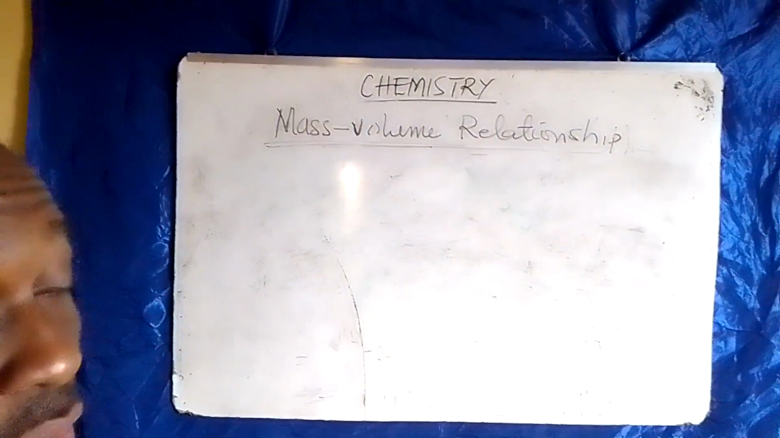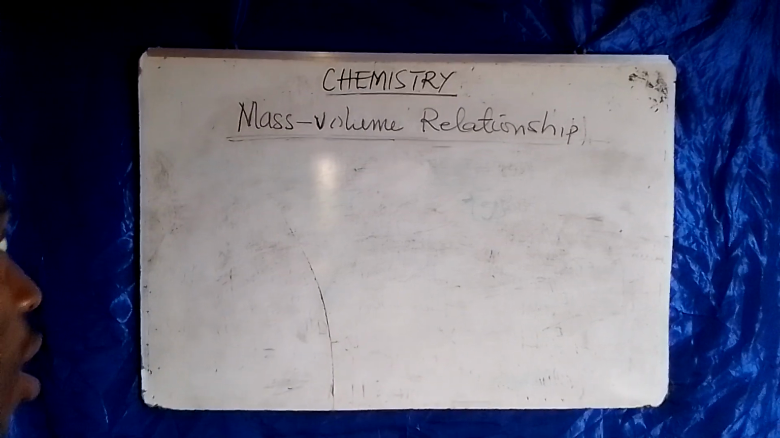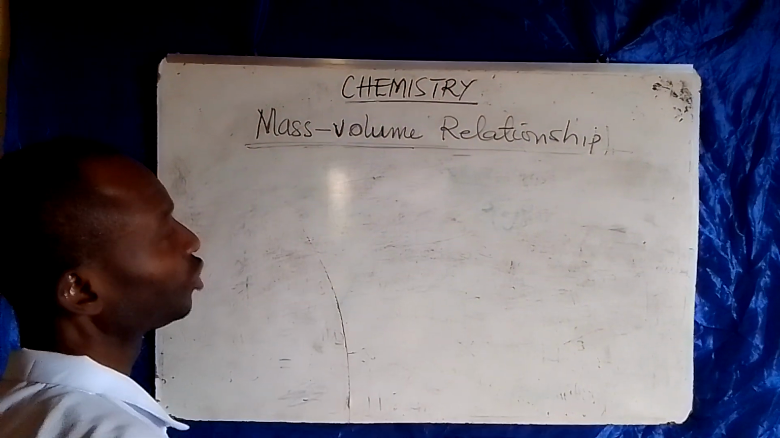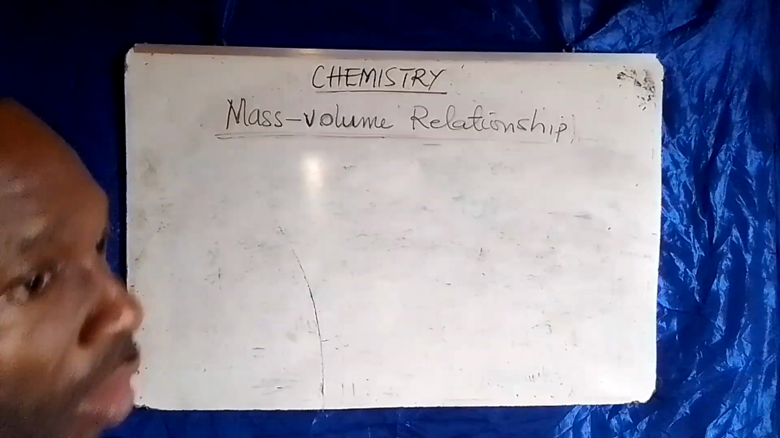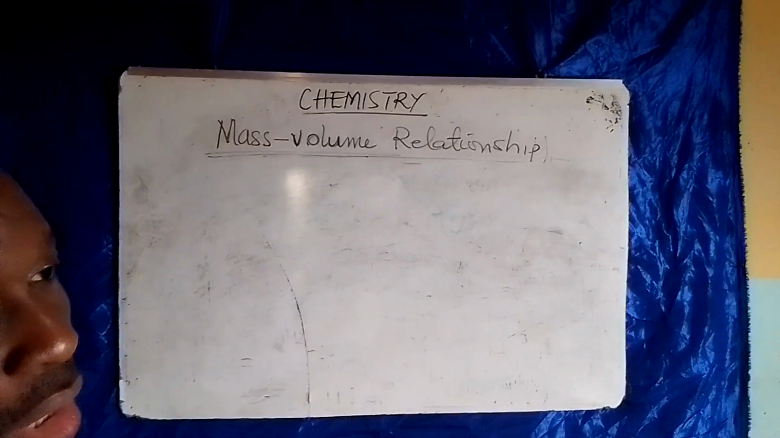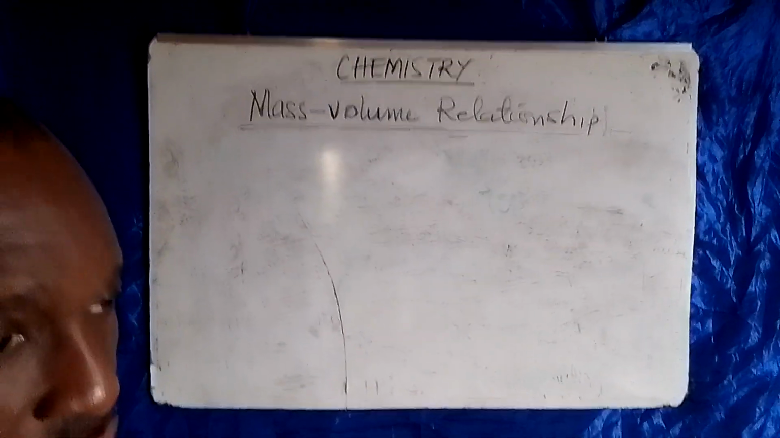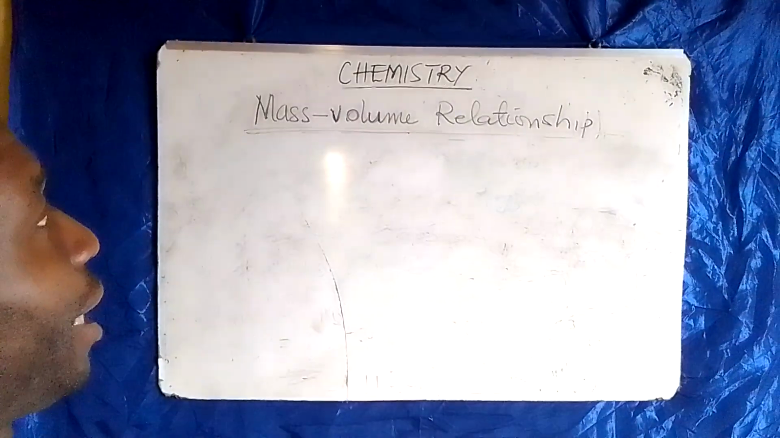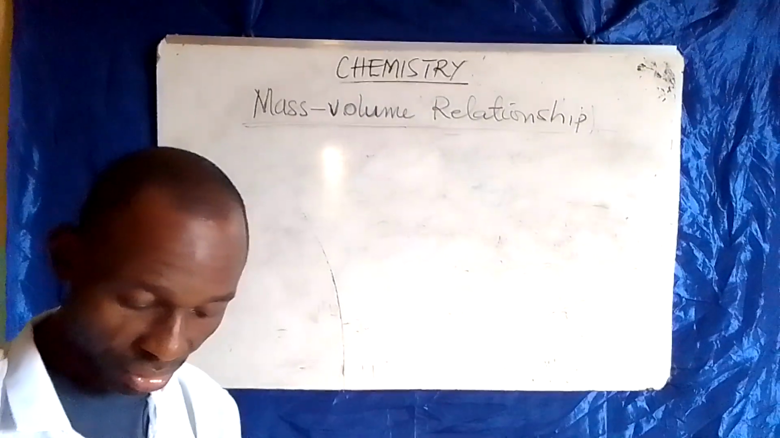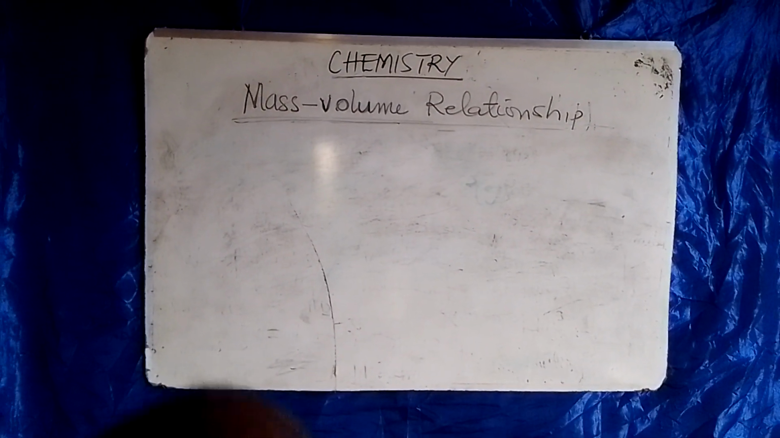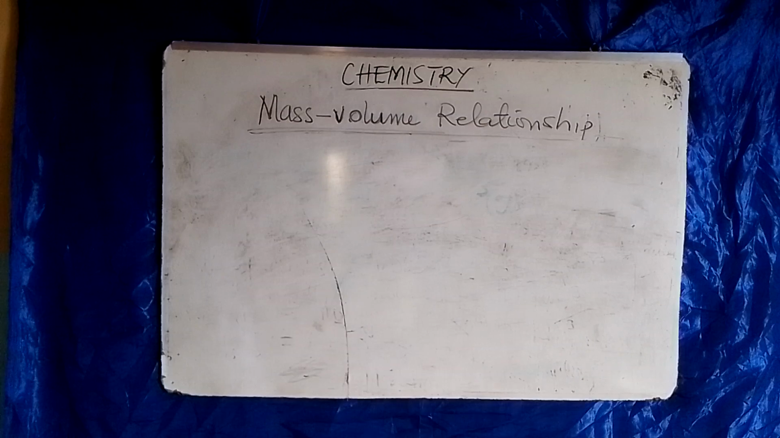I have to continue from where we stopped in the previous video on mass volume relationship. In the previous video we solved problems on equations where the mole ratio is just 1:1:1. But this time around, we want to look at the ones where the mole ratio is not like that. So we have this question now to solve.